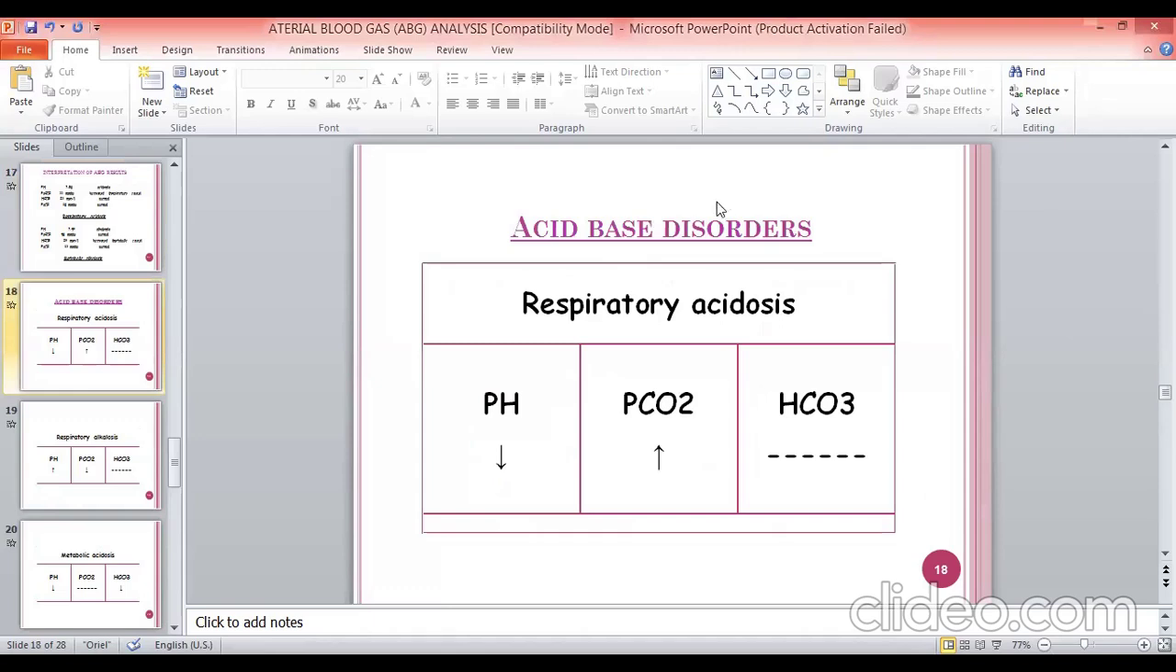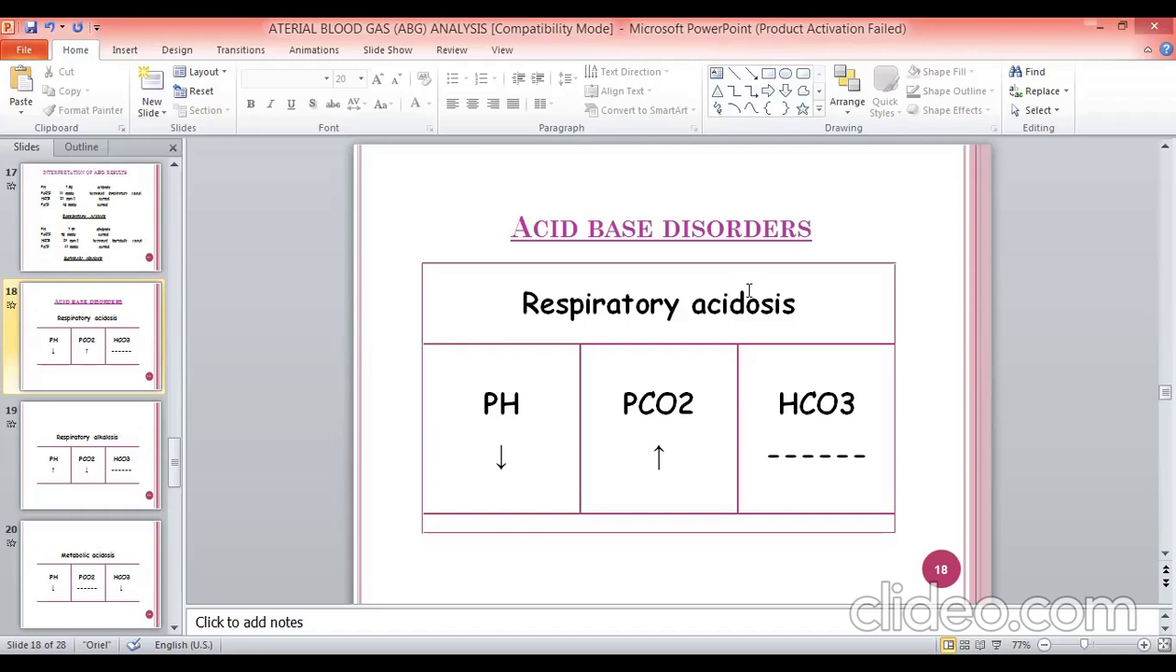Coming to the acid-base disorders in a quite easy way. Respiratory acidosis means pH is acidic and the partial pressure of carbon dioxide is going to increase. If there is an alteration of the partial pressure of carbon dioxide, that means the cause is respiratory.